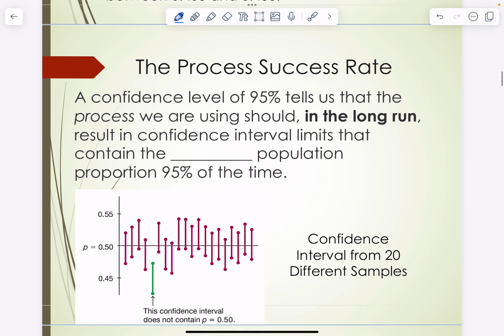Process success rate. That is what we're talking about. The process of computing the confidence level. A confidence level of 95% tells us that the process we are using should, in the long run, result in confidence interval limits that contain the actual population proportion 95% of the time.